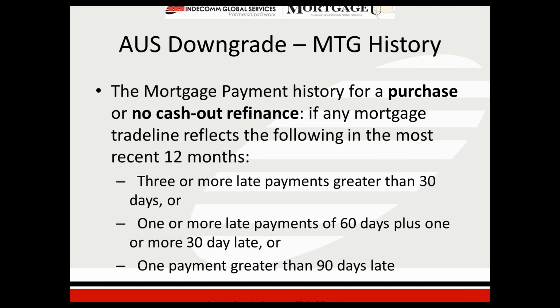3 or more late payments greater than 30 days, or 1 or more late payments of 60 days plus 1 or more 30-day late, or 1 payment greater than 90 days late. Typically, your automated underwriting system will pick up on that type of thing and issue the refer, but if for some reason the total scorecard did not see those items for a purchase or a no cash out refinance, that would require us to do a manual underwrite.